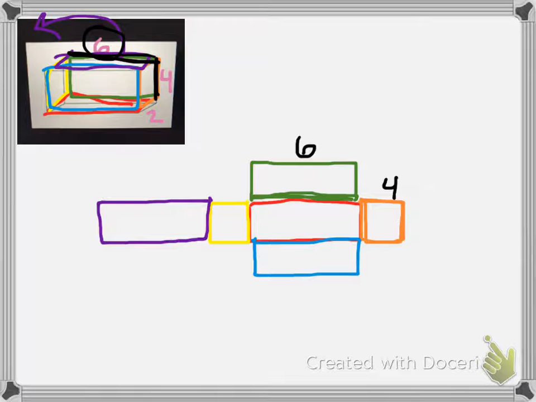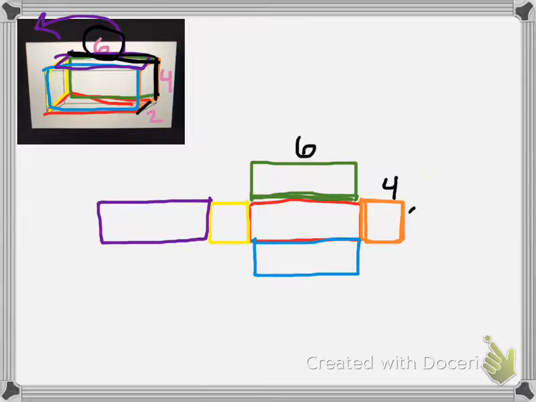So next we need to label our 2, and that's where the orange and red boxes meet. So that would be this line right here. Okay, so that's going to be 2, and again, opposite sides in rectangles are equivalent. So this would be 2, and this would be 2, and this would be 2, and this would be 2. So you get the idea. So we've got all these sides that are equivalent.